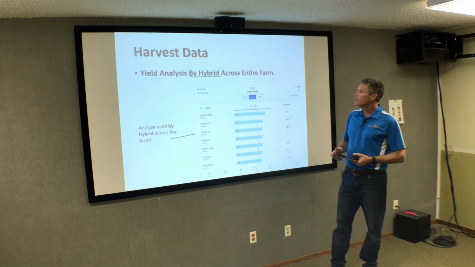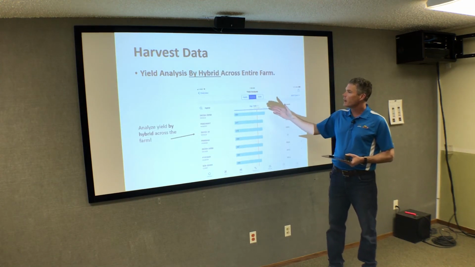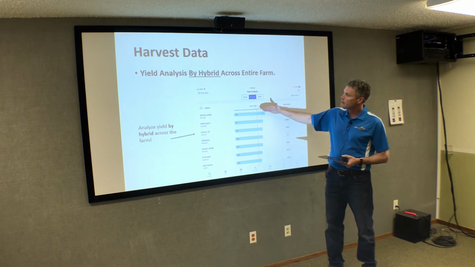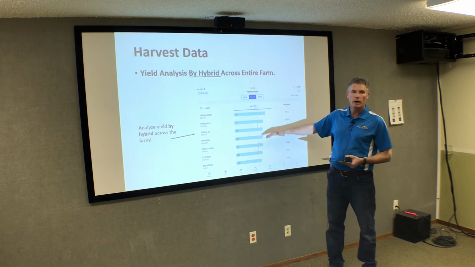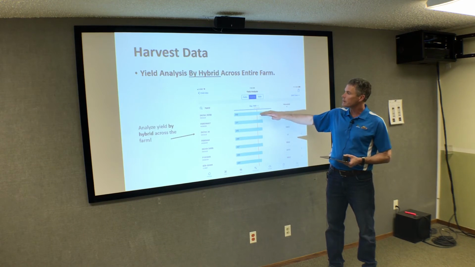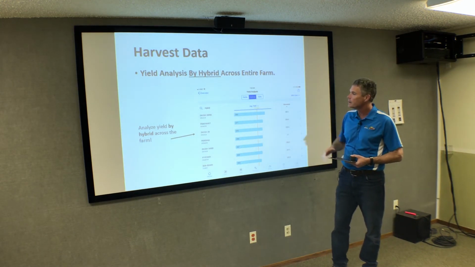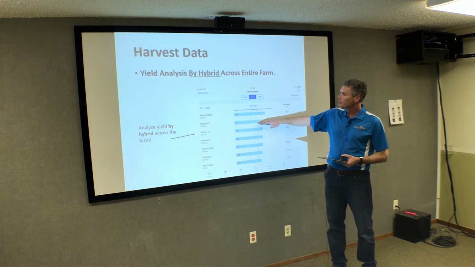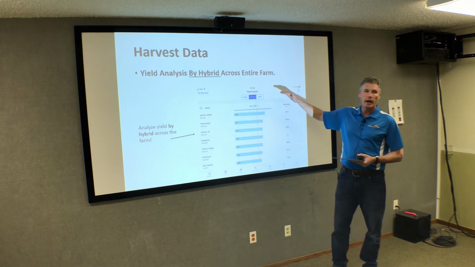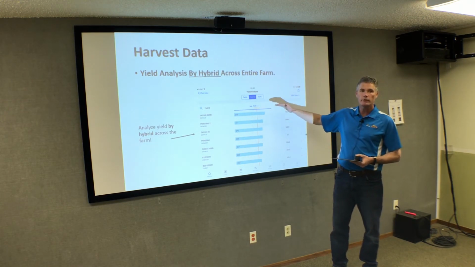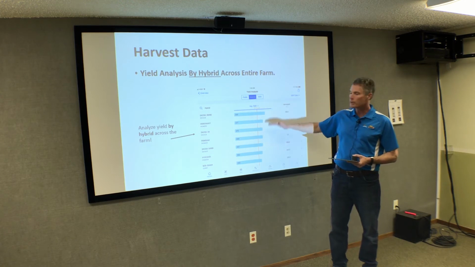So as you drill down, you can then go from a field level down to a hybrid level. Now you can see how each hybrid did across the farm. In this particular case, on this Yuma farm, 6435 by Dekalb was the top yielder on the farm at 300 bushels. Pioneer P0801 was number 2 at 277. So now, just from a hybrid perspective, you can determine which hybrids yield the highest on the farm versus the lowest.